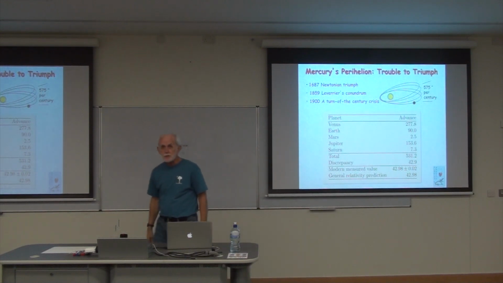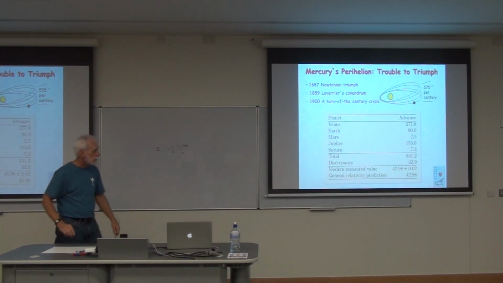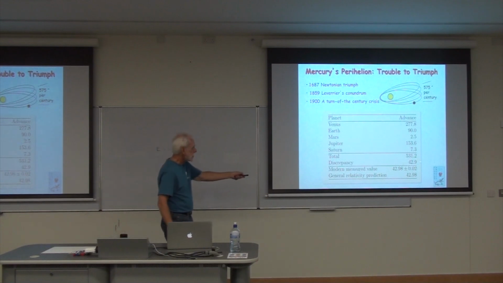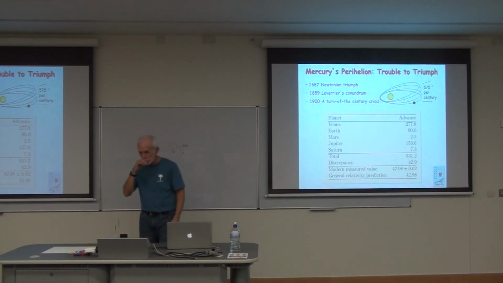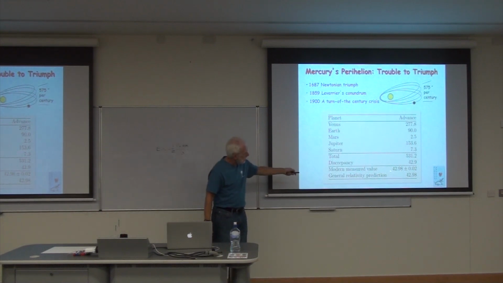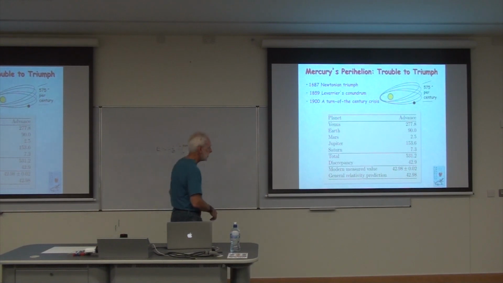But that 43 arc seconds per century, and we'll see it later when we get to general relativity, of course resolved the discrepancy and was this great triumph for general relativity. And here are the modern values. So, of course, we now know, in fact, this is even an old chart. I need to update this.